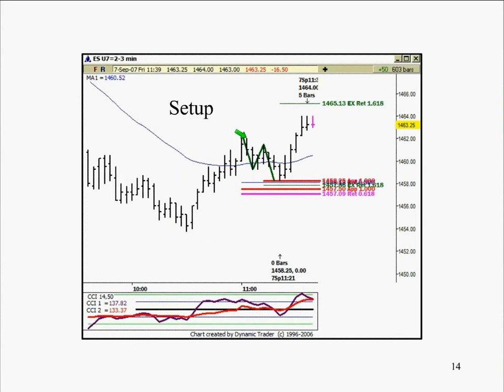And it doesn't have to be a 618. It could be a 382. And then I also want to see, ideally, 1272 or 1618 of the prior low to high within the zigzag extended. I want to see that overlap. So here you can see that we had anywhere from this 1457 to, it looks like, 1458 and a quarter area for the setup.